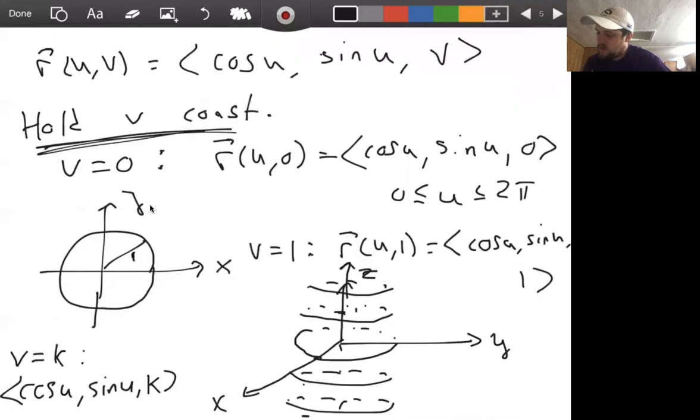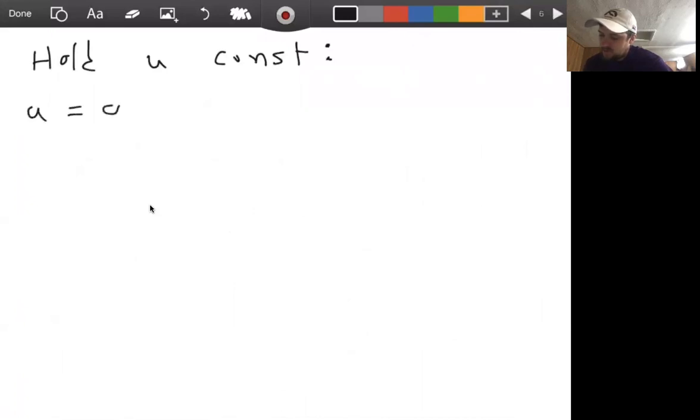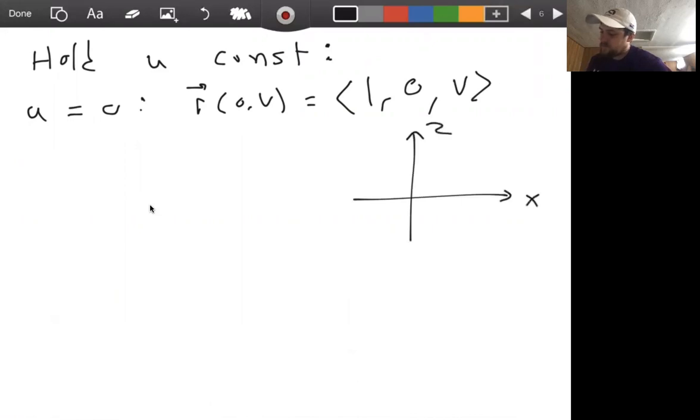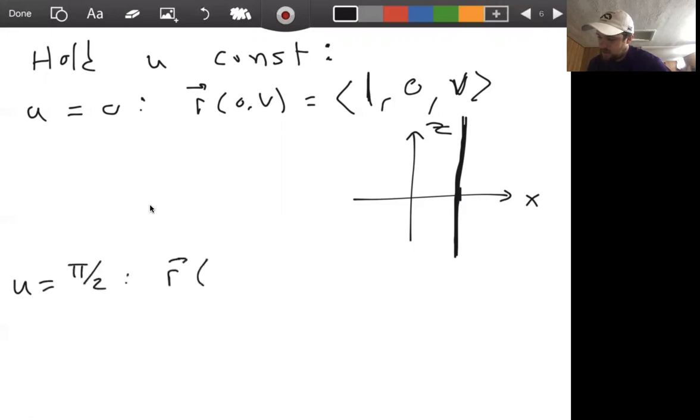When we hold u constant, well, let's first look at, again, some particular values. So if we look at u equals 0, well, then this is r of (0, v). Cosine of 0 is 1, sine of 0 is 0, and then v is still v. And so this is in the xz plane because y is 0. And we just get this line. x is fixed at 1, and then z can vary. And if we look at u equals pi over 2, we would get r of (pi over 2, v) equals (0, 1, v), right?